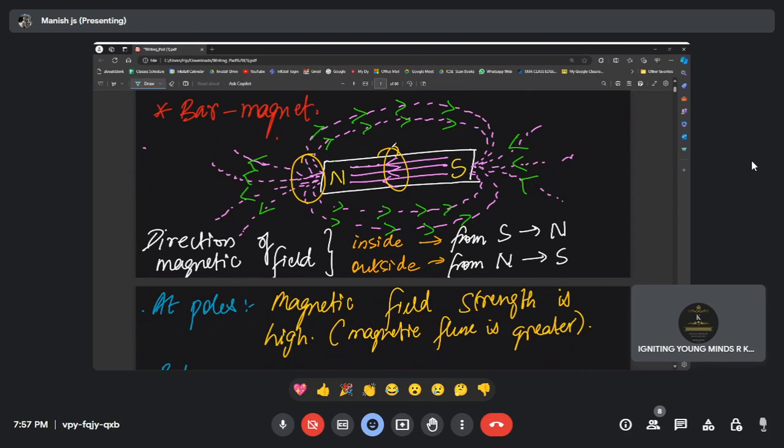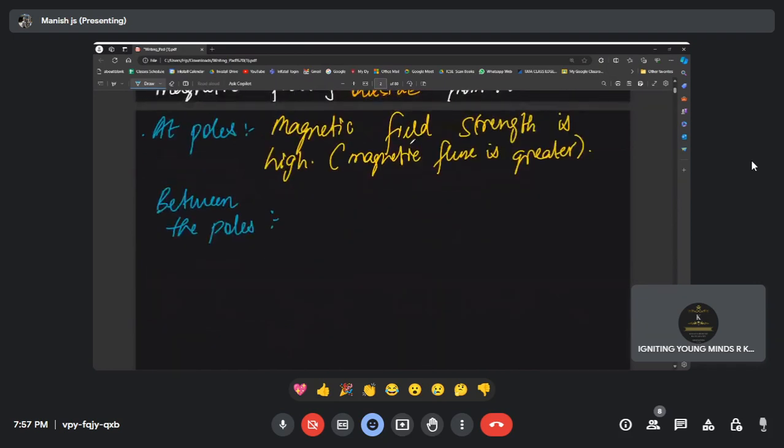But at the poles, by the time you reach the pole end, it is going to be non-uniform. But when you are looking at the region or the area between the poles, it is going to be uniform. So uniform magnetic field strength exists between the poles. That is what we need to understand.